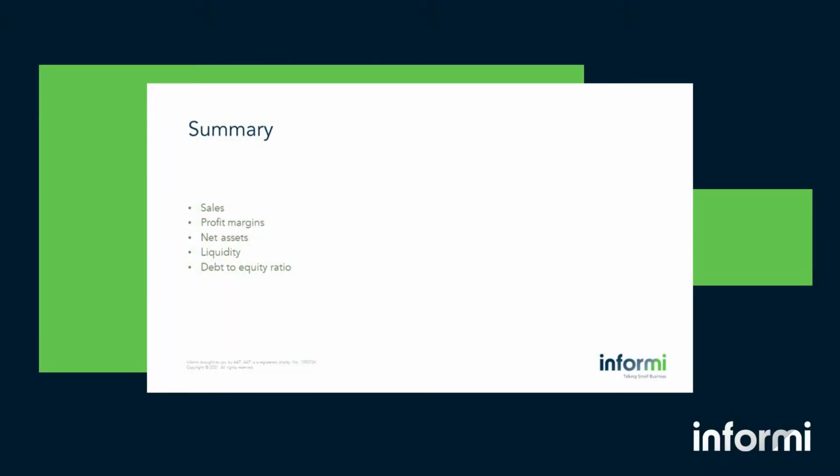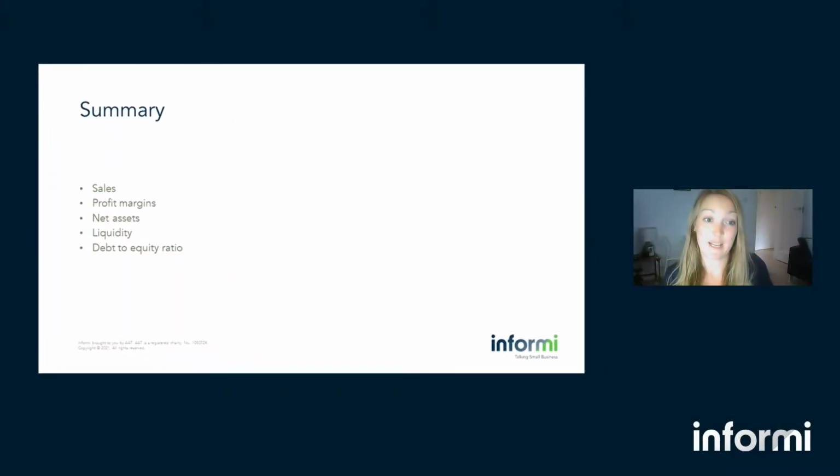So to summarize, the 5 key points to take from this video are: check your sales. Are they what you expected? Profit margins. Are these correct? Net assets. Is this a positive number? Liquidity. Is the business liquid? Do you have enough assets to cover your liabilities? And finally, debt to equity ratio. Does the company have enough equity to cover its debts? You want a number between 1 and 2 to show a healthy balance sheet.